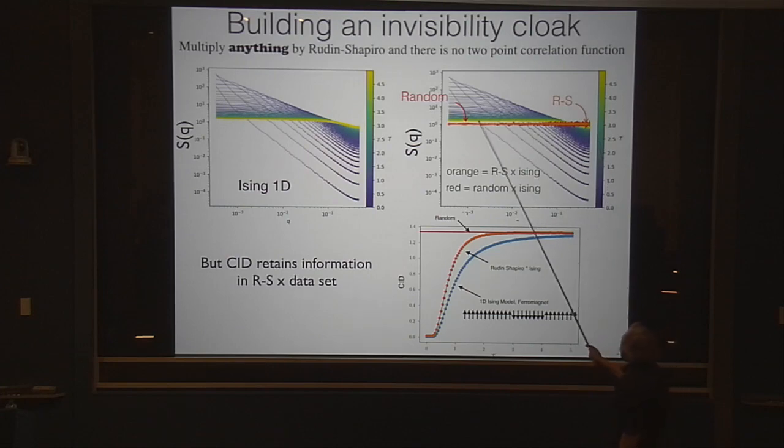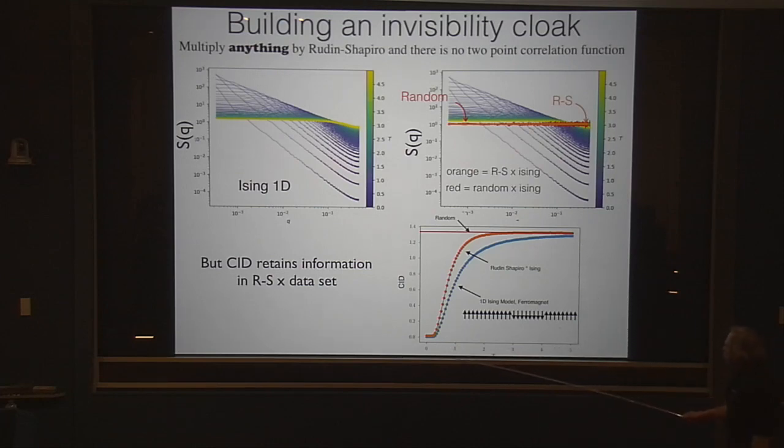You multiply it by Rudin-Shapiro, and you get something which is the orange line, which is even flatter, okay? But now you compress it after you multiply by random. If you compress it after you multiply by random, it's flat and random. This is a function of temperature, which is off the screen over here. I mean, Ising 2D, this is 1D Ising, actually. So 1D Ising by itself looks like that. Is that right? Yeah, okay.